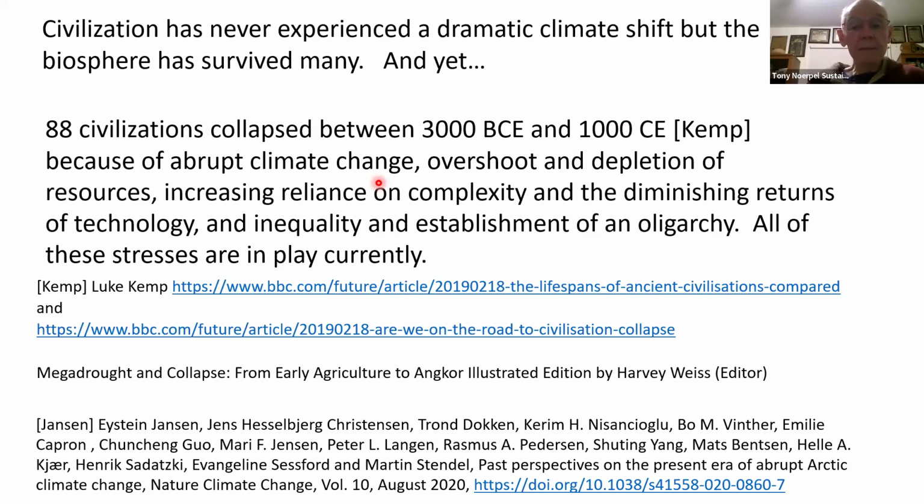Overshoot and depletion of resources, and this is local or regional, increasing reliance on complexity, diminishing returns of technology, and read that again if you think technology is going to save us, diminishing returns of technology, inequality, and if you can't solve this, you're not going to solve climate change. This has to be solved. And establishment of an oligarchy, which we have now in the United States, in the world. We recognize Russia's, but we don't recognize that we're driven by an oligarchy too. All these stresses are in play currently, every single one of them.